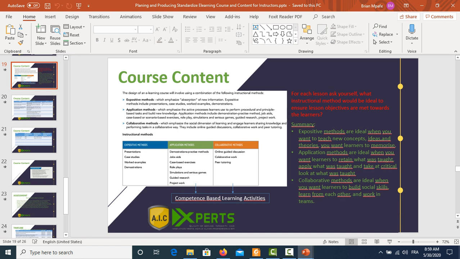So I'm here. At this phase, as you can see, expositive methods are ideal when you want to teach new concepts, ideas, and theories. So that's what I'm doing. At this stage of each lesson, I'm focusing on expositive methods, teaching new concepts, making sure that they can retain or memorize what I'm teaching, the new concepts and theories. We'll discuss later, in the other steps, what I do, and we'll get to these other methods. For now, I'm here.